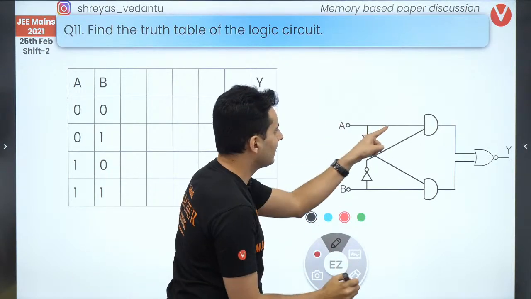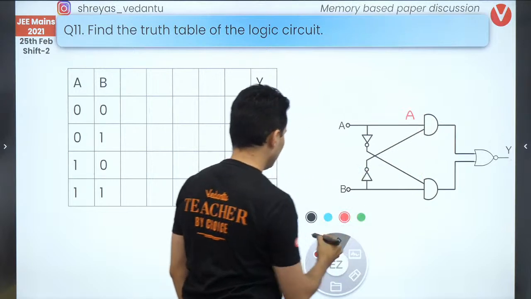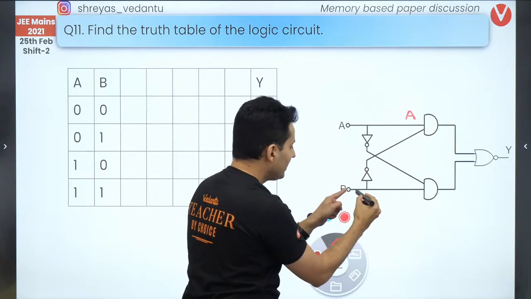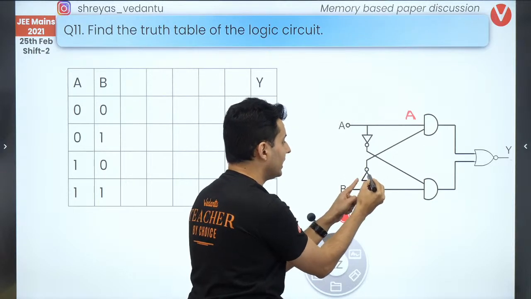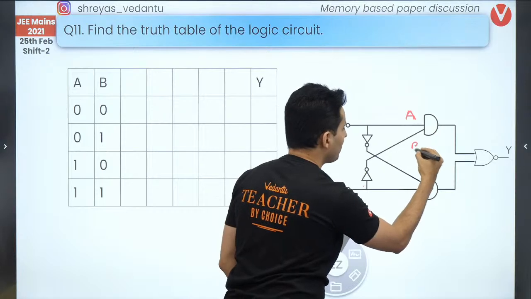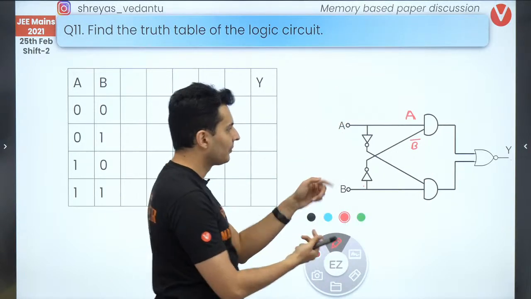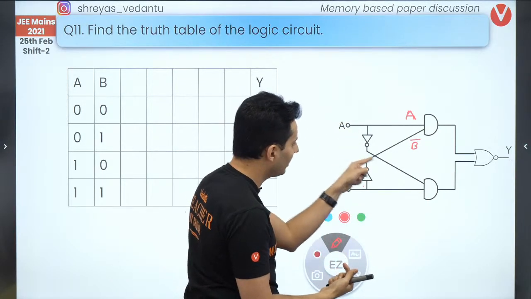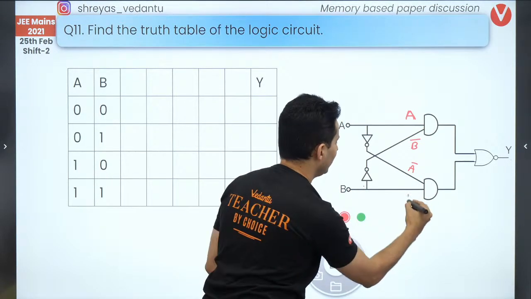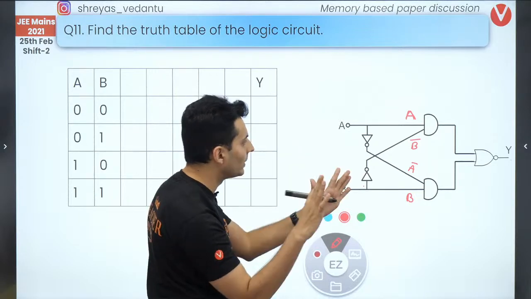So this is A. One side is A. This is B, there is a NOT gate. That means whatever B is, it will be inverted, so I'll put it as B bar. Bar means inverted. This is A, this is A bar. A bar is going here. And this B is going there directly. Cool.